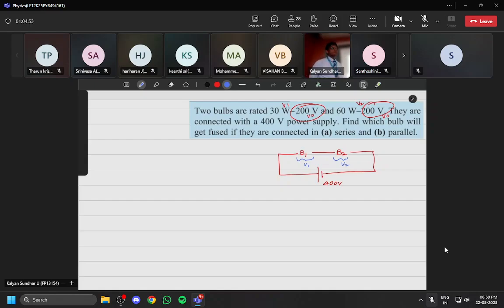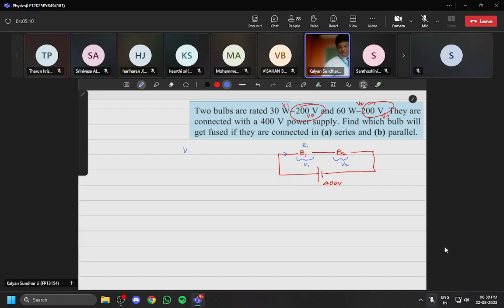Right? So you'll be having something like this. Since it is in series, your potential will be different, right? Then what do we have to do? We have to find out what will be the V1 value here. How can we find V1? Current will be flowing through this. Current will be the same, only the potential will change.